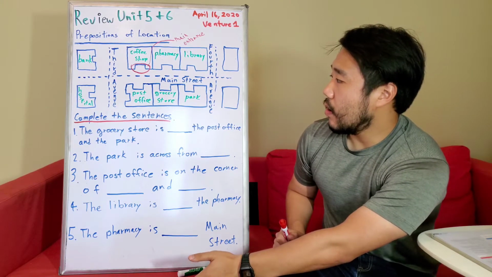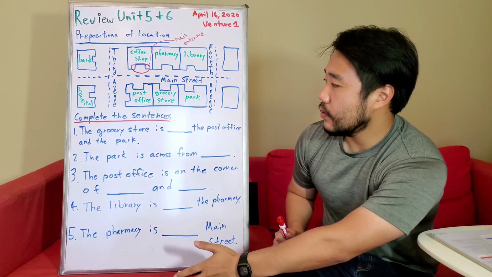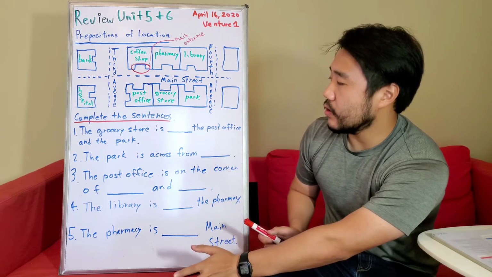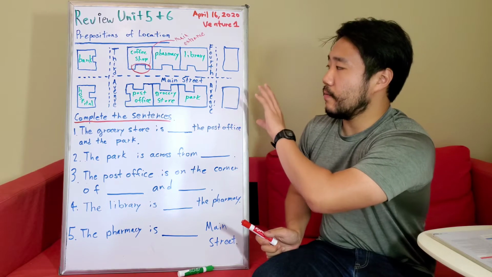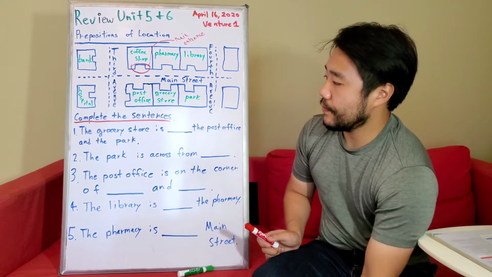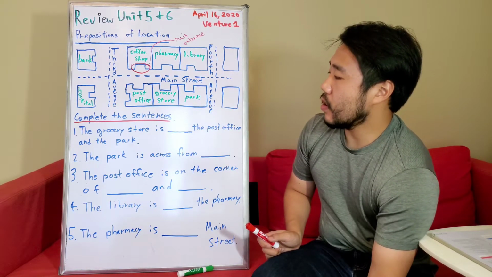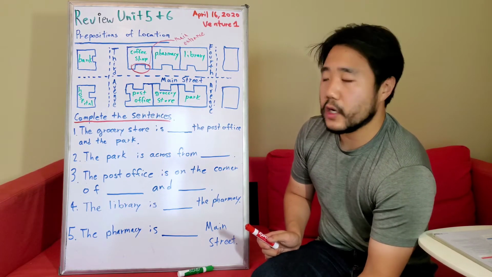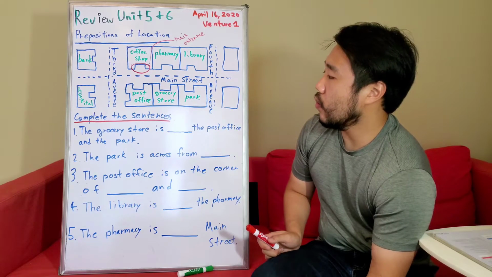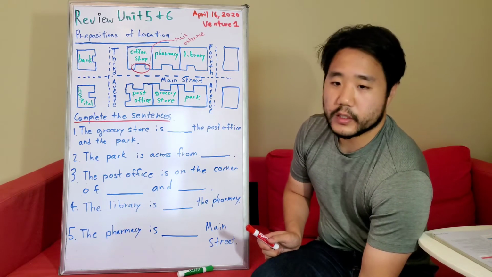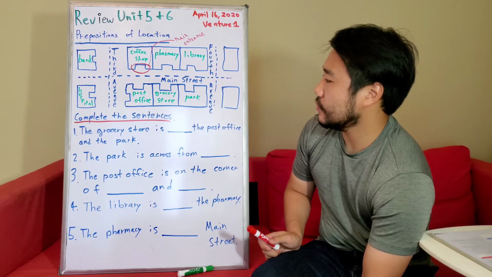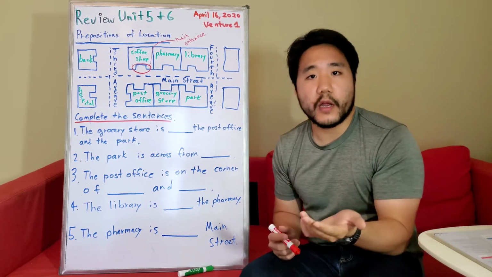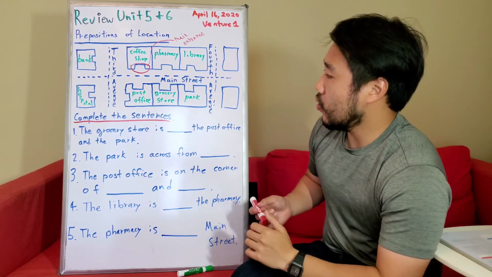So I want you to pause the video and complete these sentences on your own using the map that I provided you with, okay? Do it on your own, and then once you're done, resume the video and I'll go over it with everyone together. Okay, now, assuming that everyone's done, I'm going to go over it.